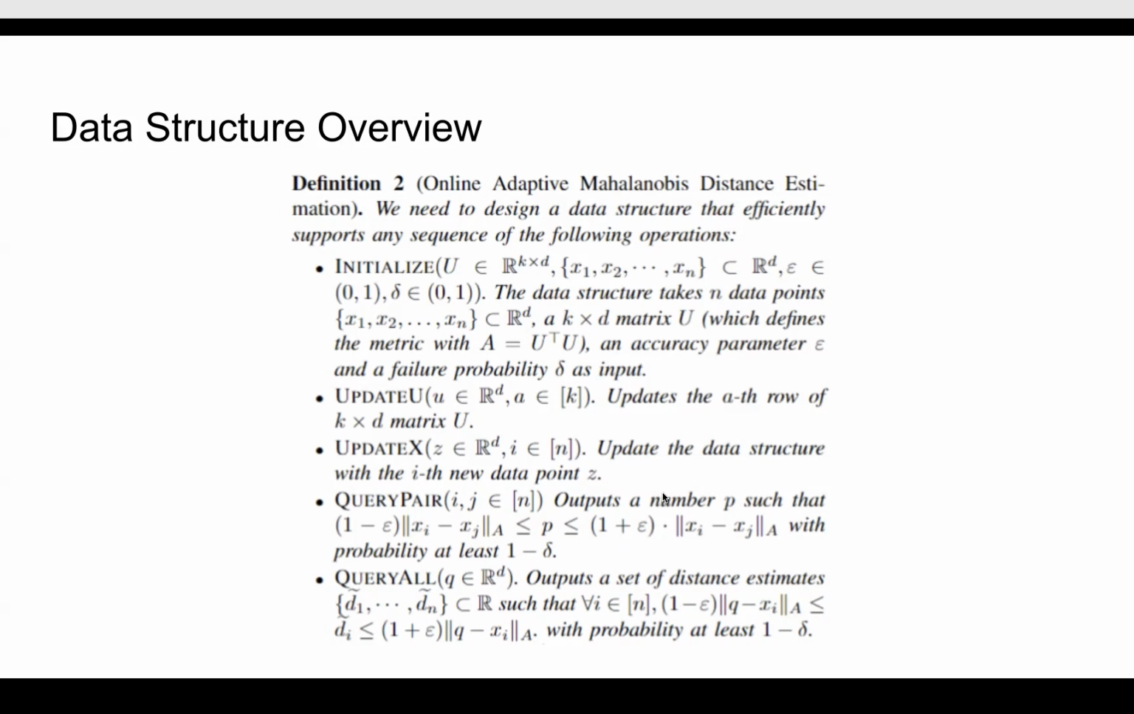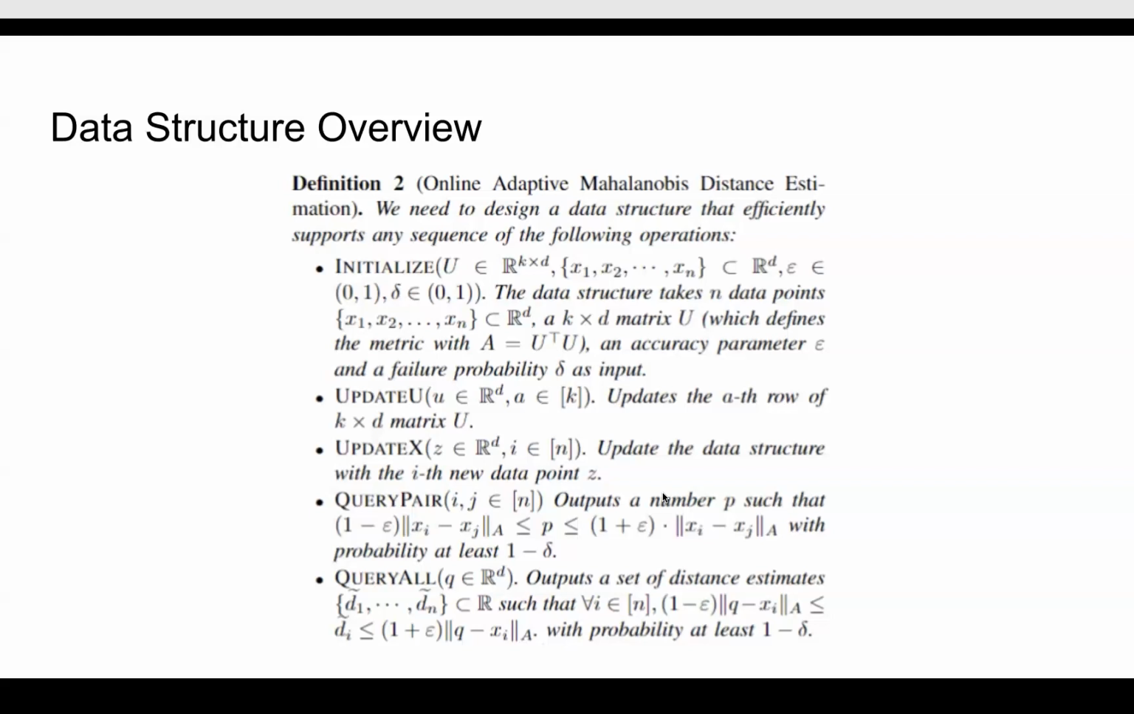We want to provide two query APIs. For a query pair, given two indexes i and j in the 1 to n range, we want to output a number p such that the estimate is between 1 minus epsilon multiplied by the Mahalanobis distance between xi and xj, and smaller than 1 plus epsilon multiplied by the Mahalanobis distance between xi and xj, with a very high probability of at least 1 minus delta.